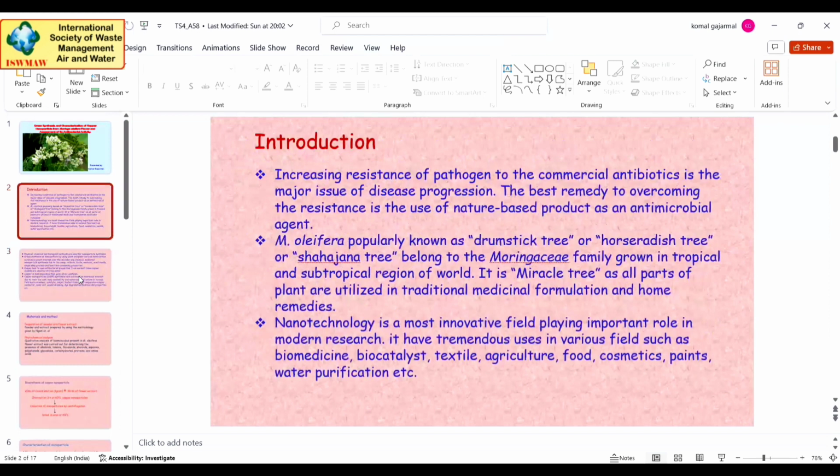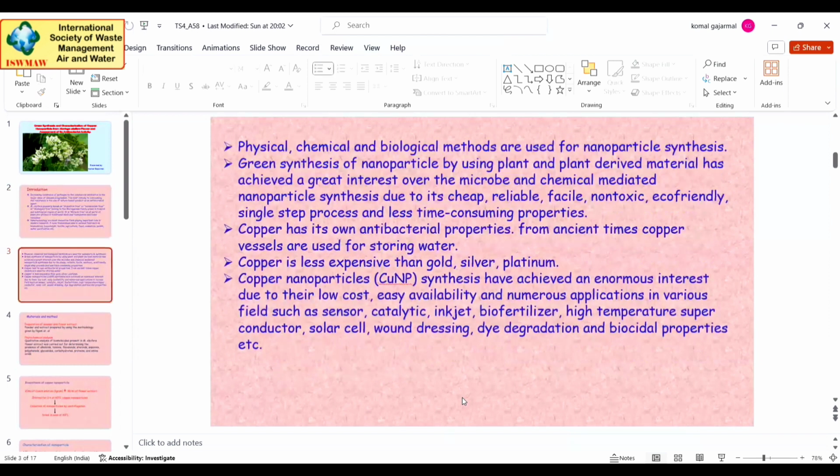I selected copper nanoparticles for the green synthesis because copper has its own antimicrobial properties, it is easily available, and it is less expensive than gold, silver, and platinum.